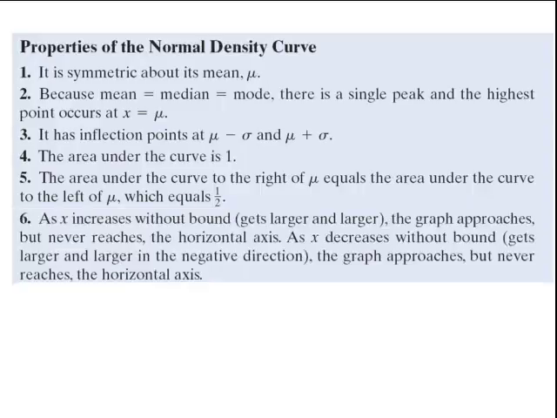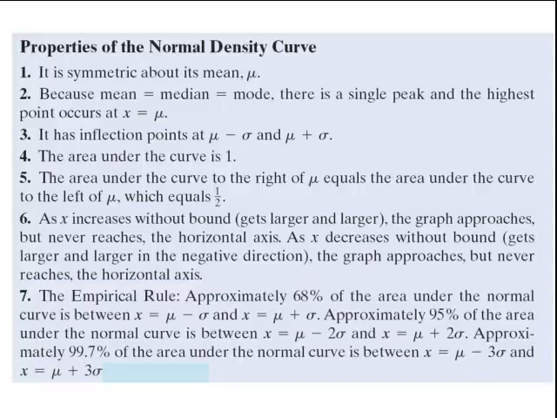As x increases without bound, gets larger and larger, the graph approaches, but never does touch, the horizontal axis. As x decreases without bound, gets larger and larger in the negative direction, the graph approaches, but never touches, the horizontal axis. And number 7, the empirical rule.